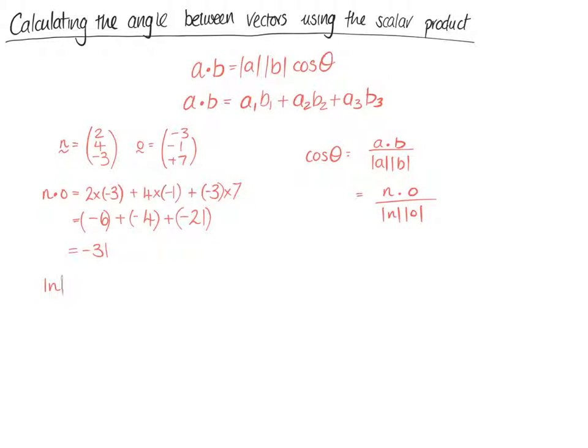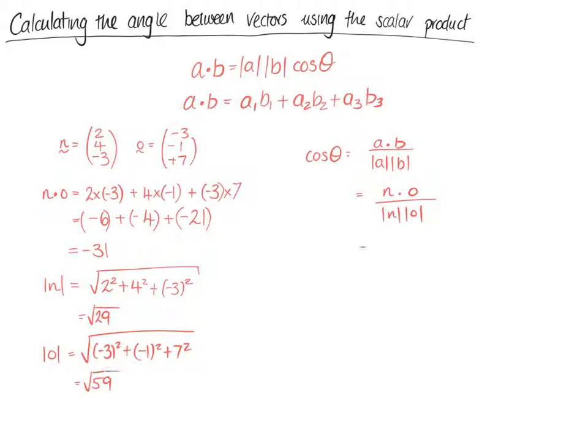Right, so we need the magnitude of n, which is going to be the square root of 2 squared plus 4 squared plus minus 3 squared. Okay, again, you will probably have a calculator. I can't see you not having one. So we get the square root of 29 for that one. And the magnitude of O is the square root of minus 3 squared plus minus 1 squared plus 7 squared. So when we get that, we get 59. Okay, so here we're going to have minus 31 on the top, and we are going to have the square root of 29 times the square root of 59 on the bottom.